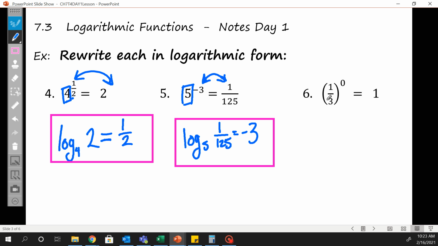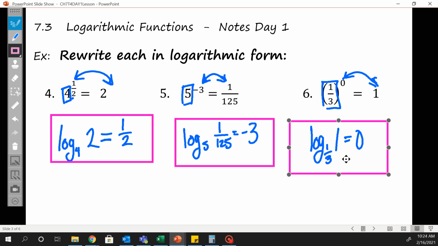Number 6, 1/3 to the 0 power equals 1. This stays the base of the logarithm, so log with a base of 1/3, except the 0 and the 1 are now going to switch. So this is 1 here and 0 over there. So log base 1/3 of 1 equals 0 means 1/3 to the 0 equals 1. This is correct. This is how we go from exponent form to log form.